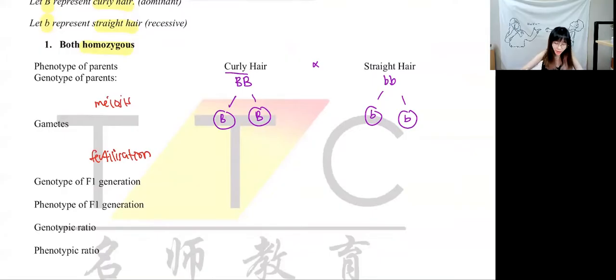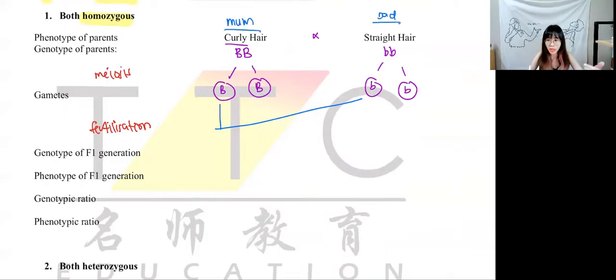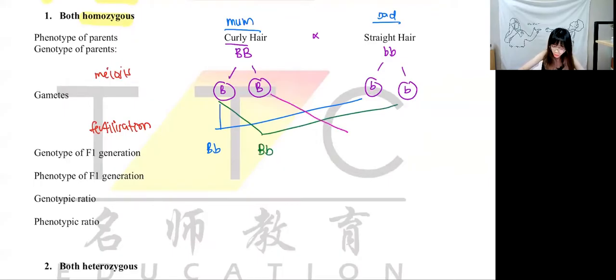When you fertilize, how do we carry out fertilization? If you are already a pro, you don't have to draw lines, but if you are still a newbie, I will suggest you draw lines. Imagine this is your mom and dad. Fertilization needs to carry out between the mom and dad, not between mom and mom or dad and dad. The first combination you get is big B, small b. The second combination is big B, small b. The third is big B, small b. The fourth is big B, small b. So all of the children here are big B, small b.